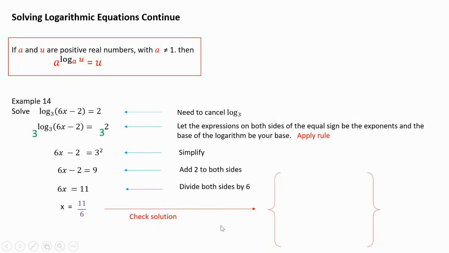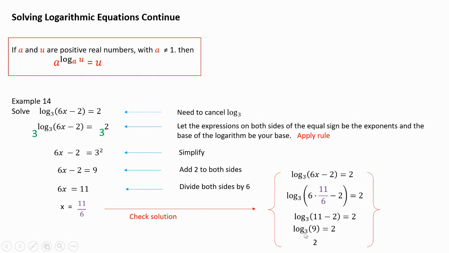Here, I'm going to go to the original problem, the one from the beginning. I'm going to plug in 11 over 6 for the x's. So 6 times 11 over 6, the 6 divided by 6 will cancel, that'll be equal to 1. So I'll be left with 11 minus 2 inside the log. 11 minus 2 will give us log base 3 of 9. Now log base 3 of 9 is going to give us 2.